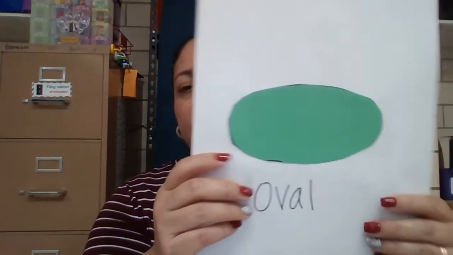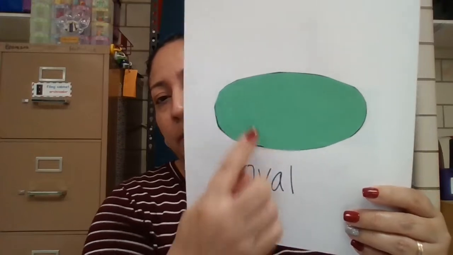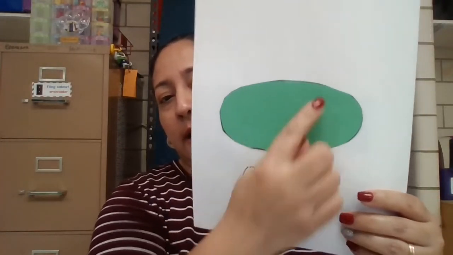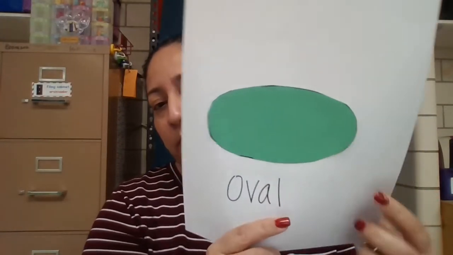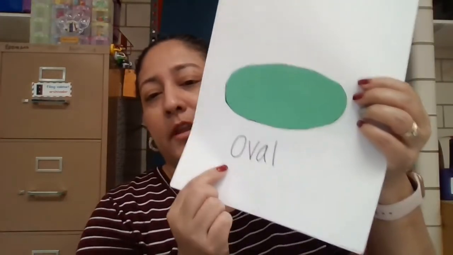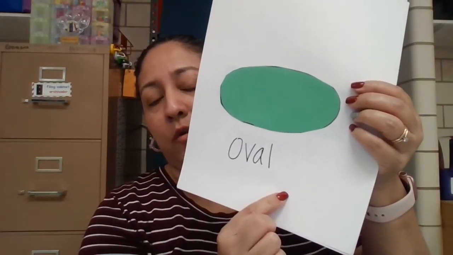Like here, I did the oval. So I drew the oval and I cut it and then I wrote it. Which way am I? This way. Okay, so then I wrote it. Oval. That's what it says right there.